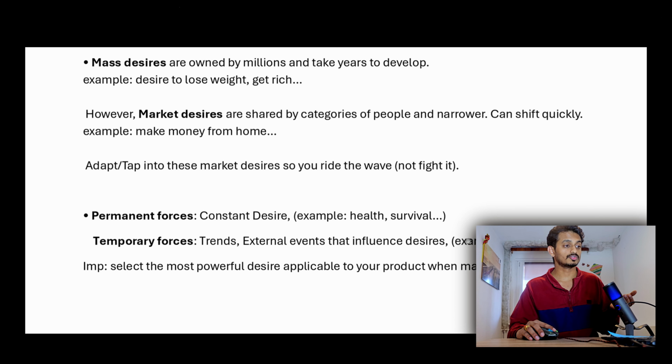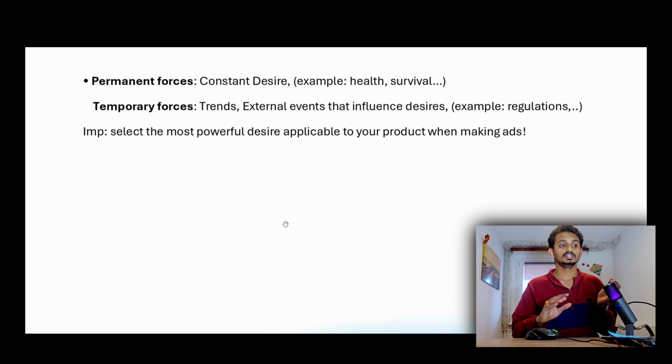And there are two types of forces. One is the permanent force, that is, the constant desires, for example, health, survival, and many more. These forces always exist. And there are temporary forces based on trends and external events that influence desires. For example, regulations. In the residential solar market in the US, because of the Big Beautiful Bill, homeowners are not able to capitalize on the 30% tax credit that was available to them from 2026. So what is happening is the whole market is pushing homeowners to capitalize on this and go solar. That is why it is very important to select the most powerful desire at the moment that is applicable to your product when you are making an ad.